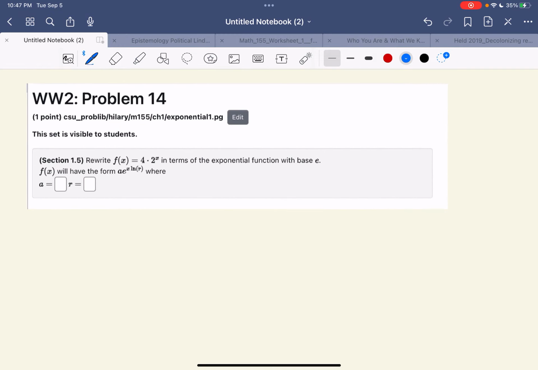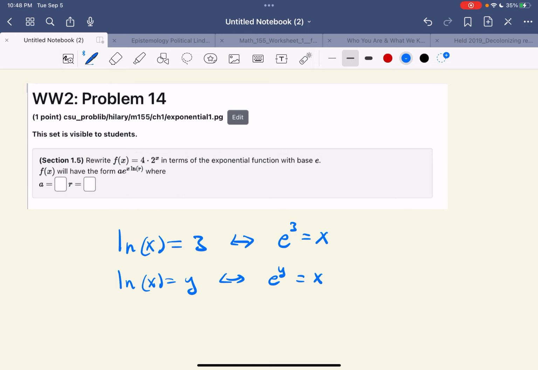Okay, this is just a quick review on what the heck is ln of x. Let's go a little wider. Ln of x. If it equals some number, like say 3, then what is the statement saying? It's saying e to the 3 is equal to x. These are saying the same thing. In general, ln of x equals y is saying e to the y is equal to x.